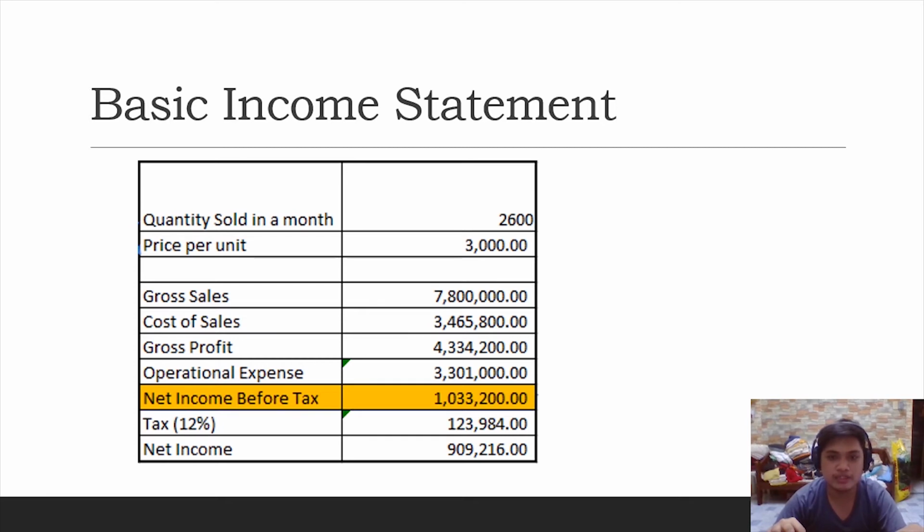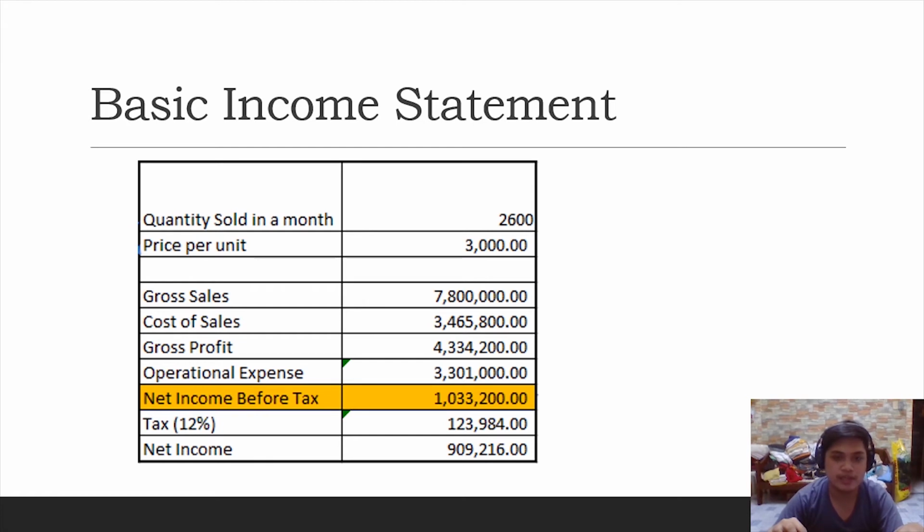So the price per unit is 3,000, since variant 1 would be 1,000 pesos and variant 2 would be 2,000 pesos. For the gross sales, we would be multiplying the quantity sold in a month by the price per unit, which would result in 7,800,000. The cost of sales is linked on the last slide, which equates to 3,465,800 pesos.